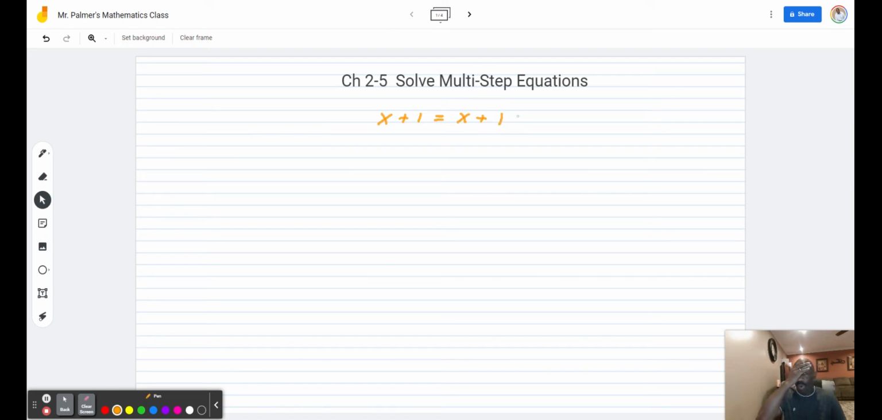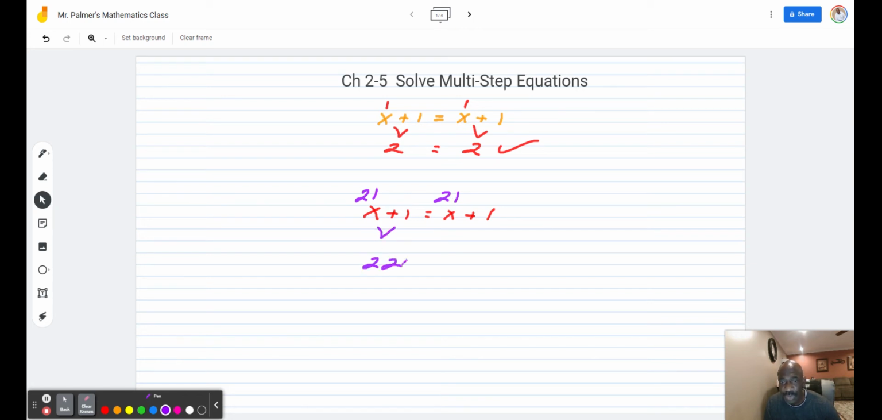Let's have a problem like this. What can I plug in for x that will make both sides a true statement? Let's say I wanted to plug in the number 1 on both sides. Let's work it out. 2 equals 2. Is that a true statement? Yes. But wait. Suppose I took the same equation and I decided, no, I don't want x to be 1. I really want x to be 21. Big difference. Now let's work it out. 22 equals 22. Still works.